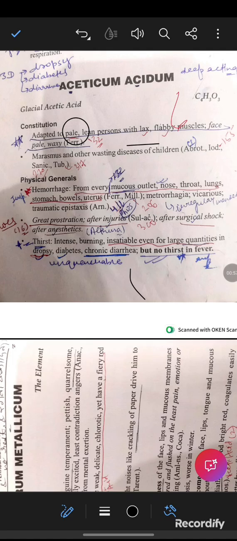Again, pale complexion. Acetic acid. The pale is an important feature of this constitution. Okay. The medicine in bracket is ferrum mat, page number 132. Go to page number 132.